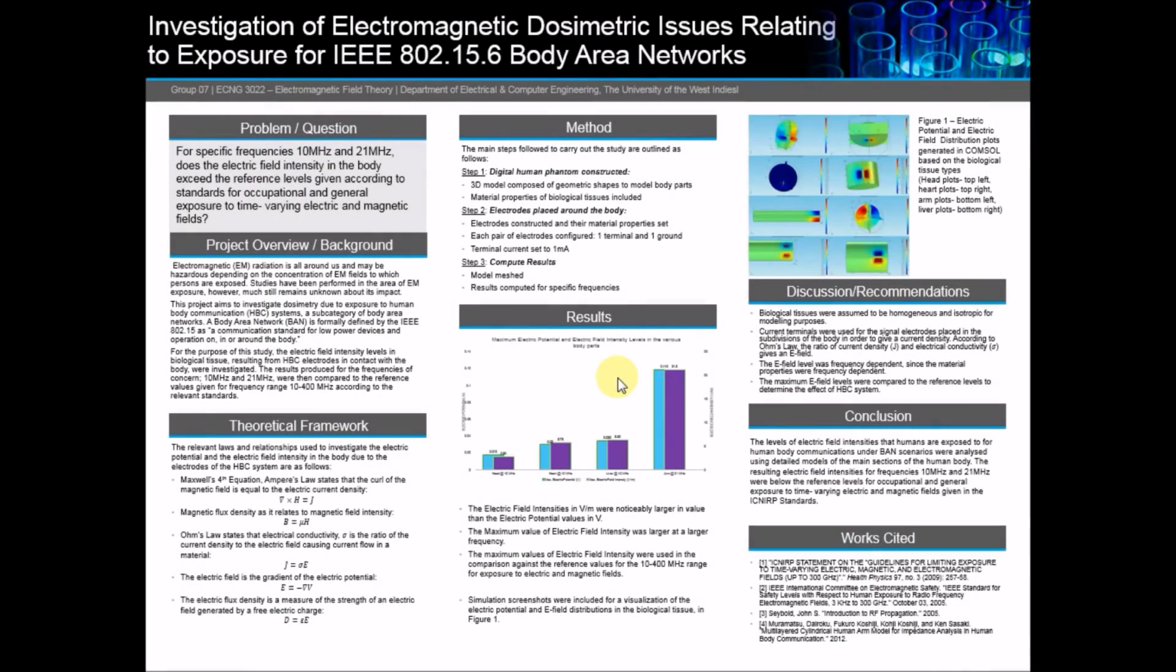Good day everyone, we are Group 7 and we will be looking at the investigation of electromagnetic dosimetric issues relating to exposure for IEEE 802.15.6 body area networks. This topic falls under the theme of EM exposure and RF safety. For our investigation, we pose the following question.